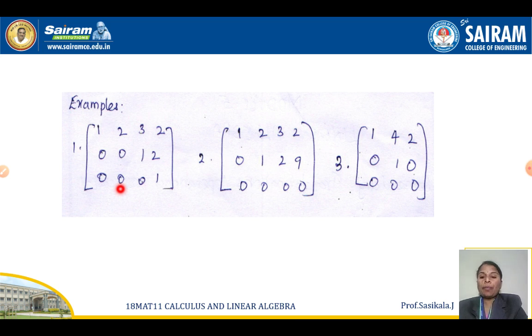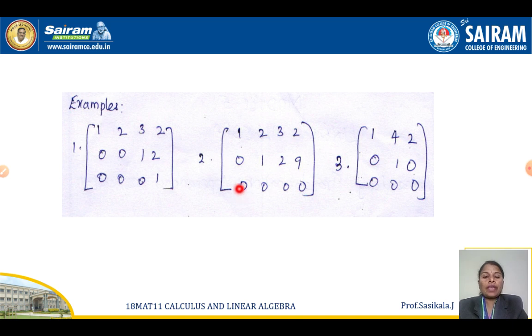And meanwhile, you are supposed to check the two points. What is that? A zero row should be below the non-zero row. So here all are non-zero rows. At the same time, see the condition: second row's first element, and third row's first and second elements. Suppose you have one more fourth row, its first, second, and third elements should be converted to 0. How to make them 0, we'll see in the upcoming videos. Now the second condition: in a non-zero row, the first entry must be 1. So here is 1, here is 1, here is 1. So we can call this an echelon form.